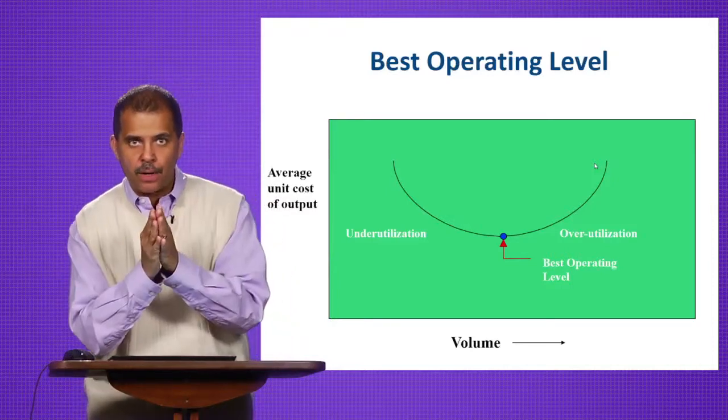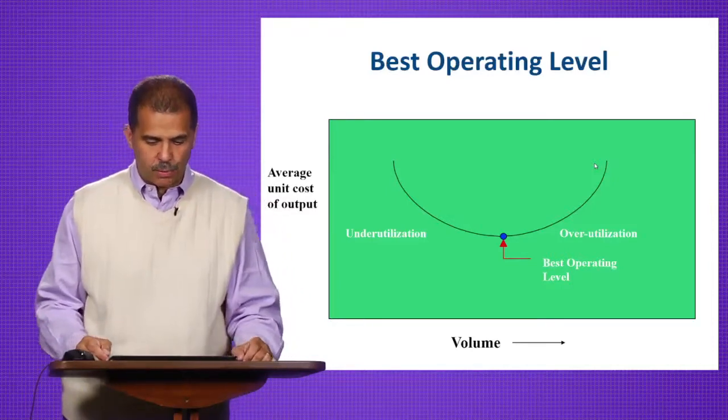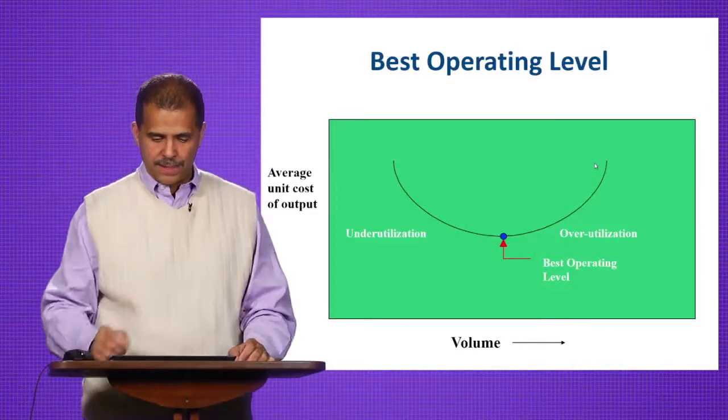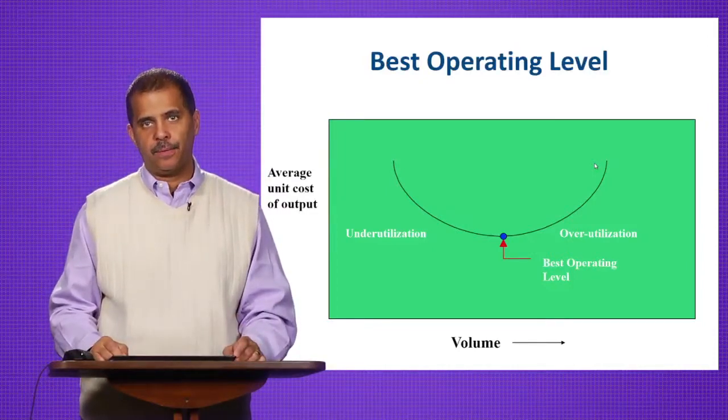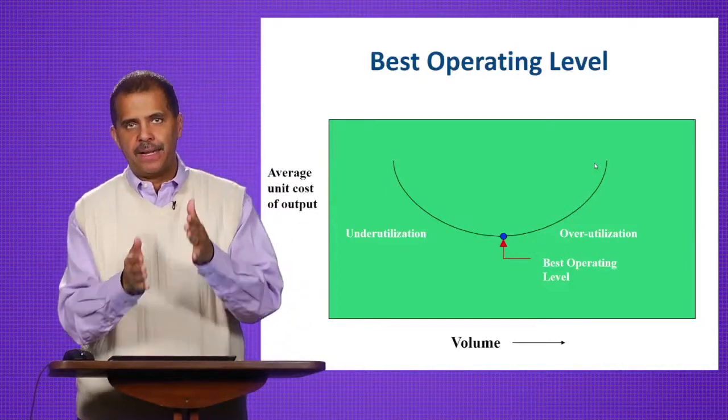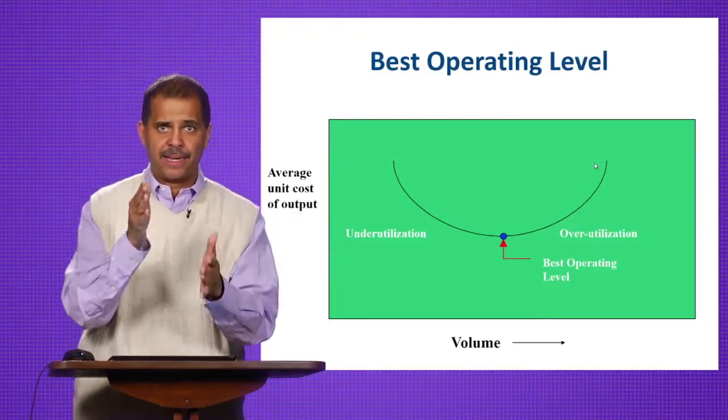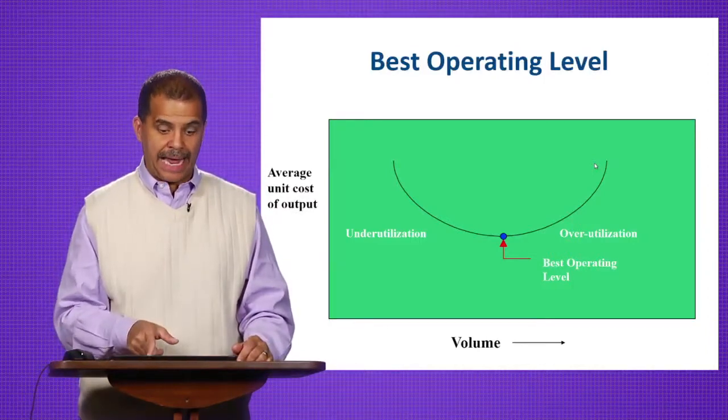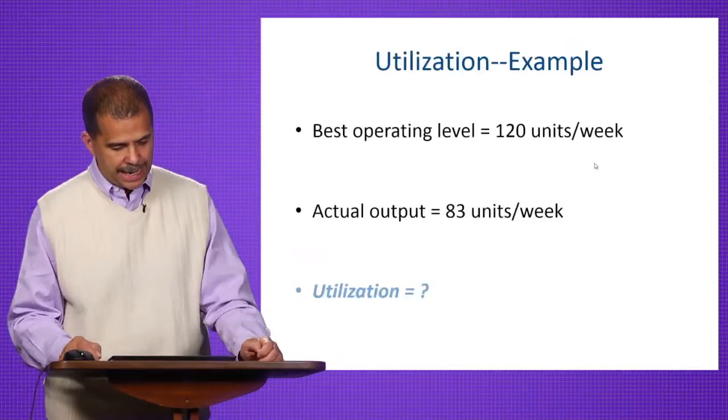So you really want to go for the sweet spot. The sweet spot there is the blue. So that's your best operating level. Now, you can't magically get there. It's a matter of balancing and giving and taking. But that's what you want to aim for. So let's look at an example.